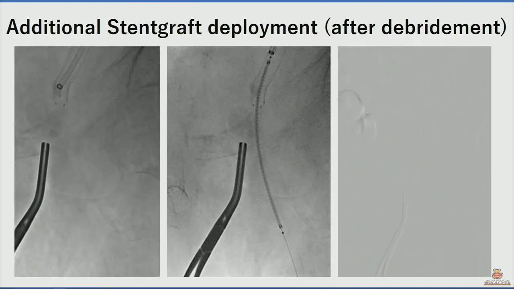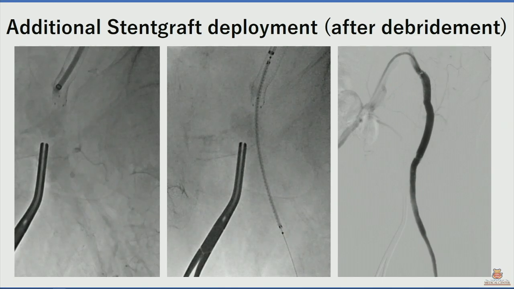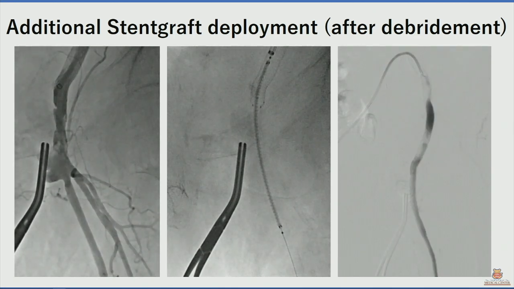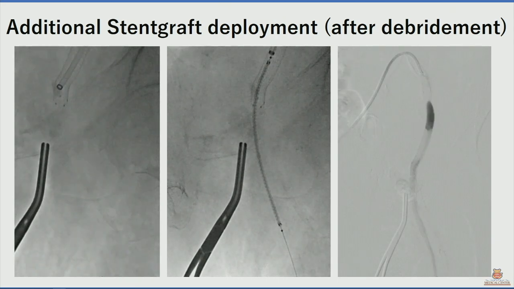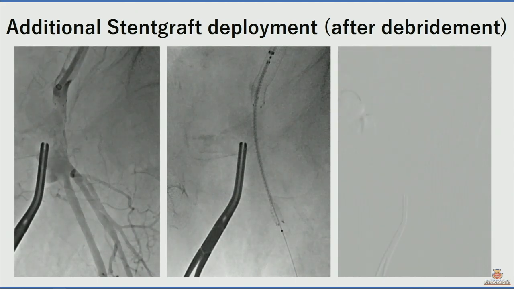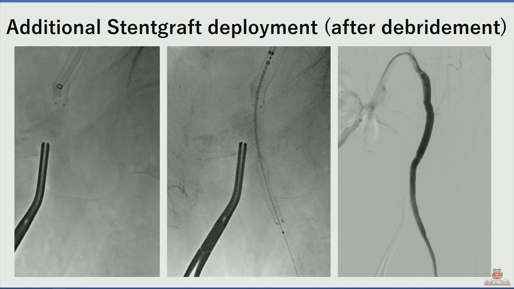A few days after the procedure, we removed the prosthetic graft, the FA bypass graft, and unfortunately, infection had already expanded to the bifurcation of the profunda. So, aggressive debridement was performed, and it seemed impossible to restore both the SFA and the profunda flow.